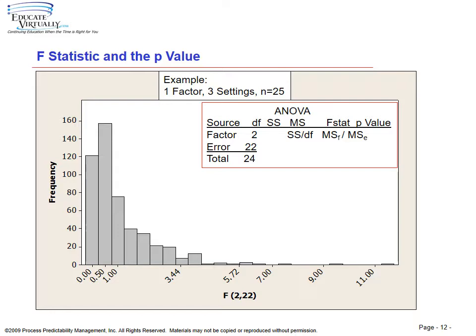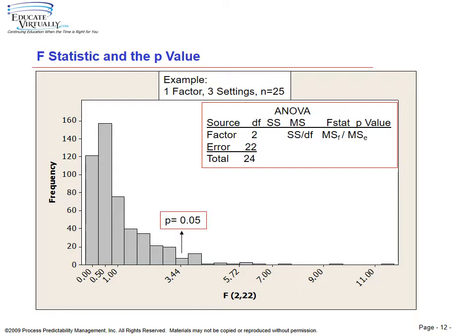Presented in front of you is the distribution for this particular analysis. It's a distribution for F, the F statistic, for 2 degrees of freedom for a factor and 22 degrees of freedom for the unexplained. Let's look at a couple of values of note on our F distribution.